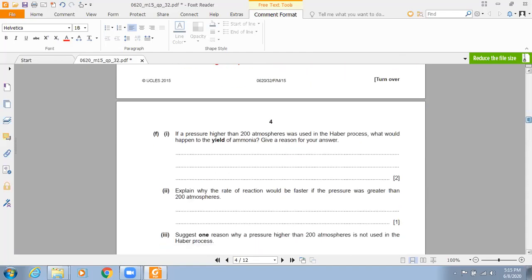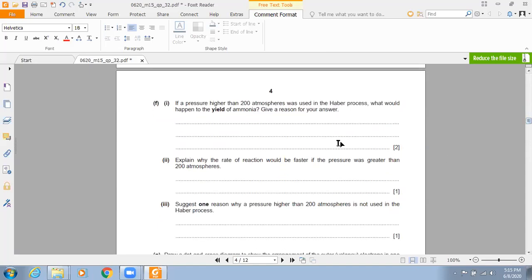If a pressure higher than 200 atmospheres was used in the Haber process, what would happen to the yield of ammonia? You need to know the relation between pressure and yield. We know that higher pressure favors the side with less moles, and lower pressure favors the side with more moles, right? Opposite. Now let us check the equation once again.